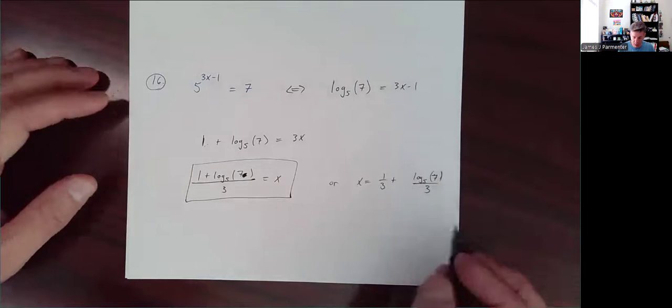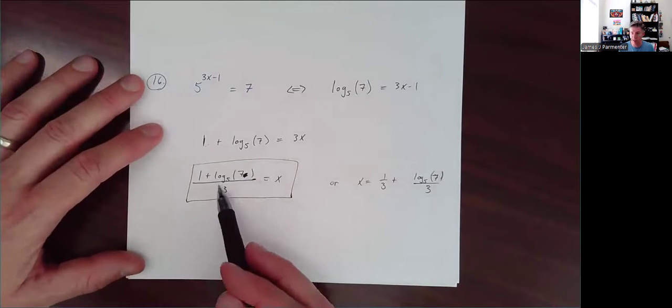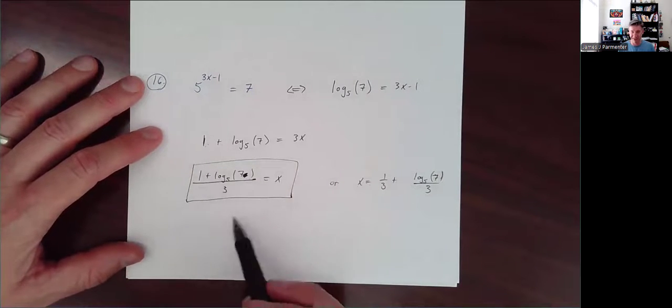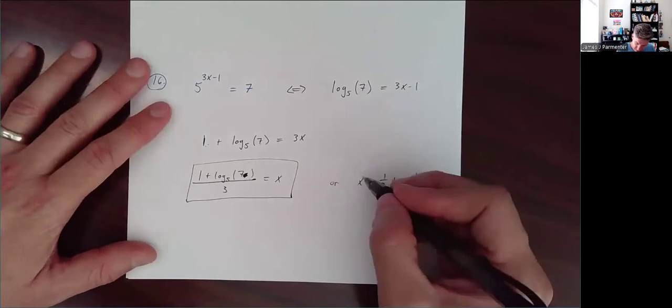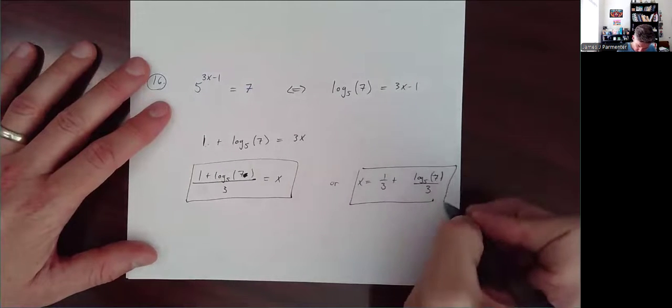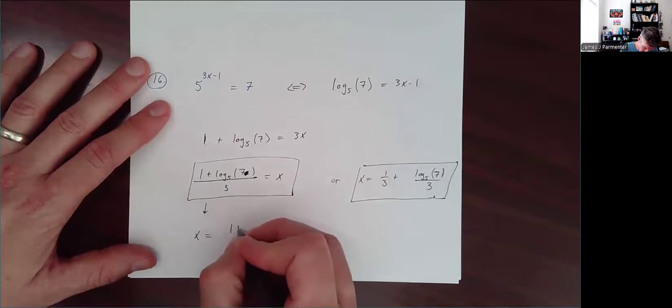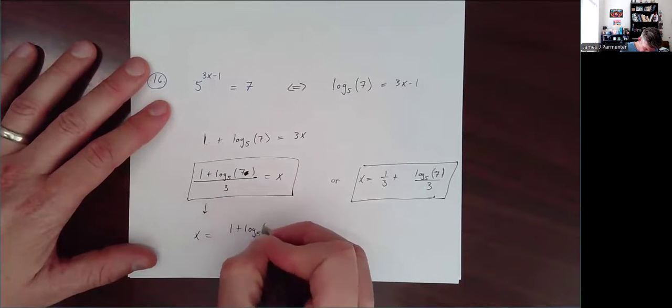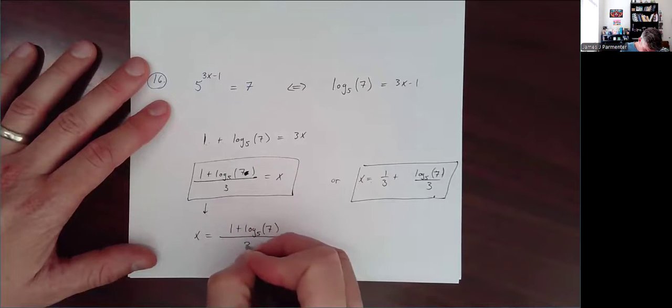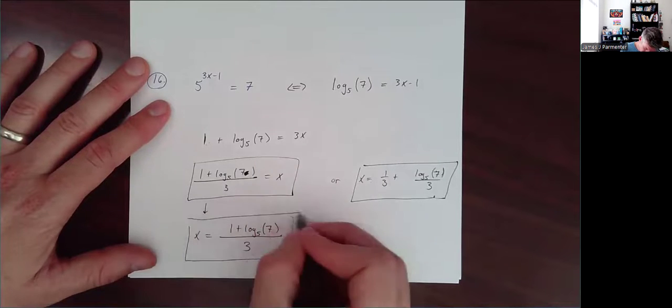Important to know, when you're writing your answer as x equal to something, there should not be any x's in your answer. So that x there is definitely off base. Let me rewrite it here just so it looks nicer. Here you would have x equal to 1 plus log base 5 of 7, all divided by 3. Well, it's a little bit better than that.